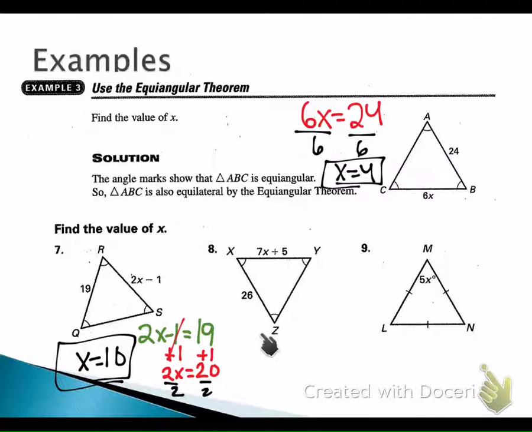All right, number 8. Angles are the same. Sides are the same. 7x plus 5 equals 26. Great. Now what? Minus 5. Minus 5.